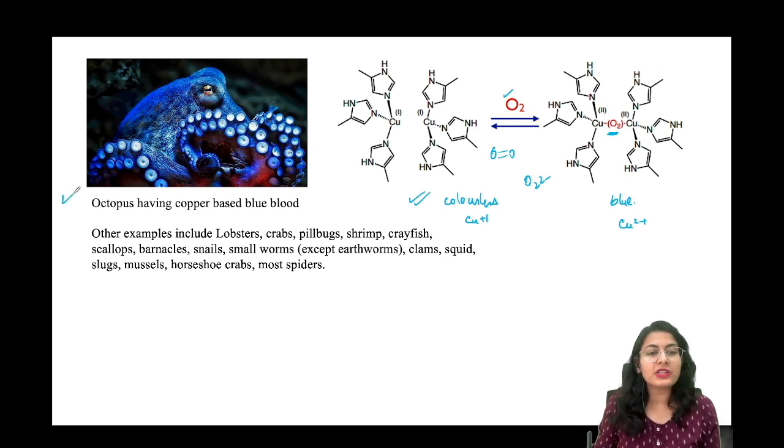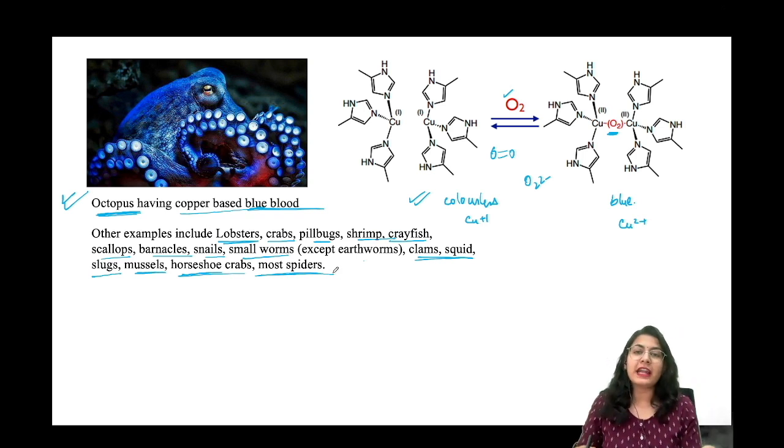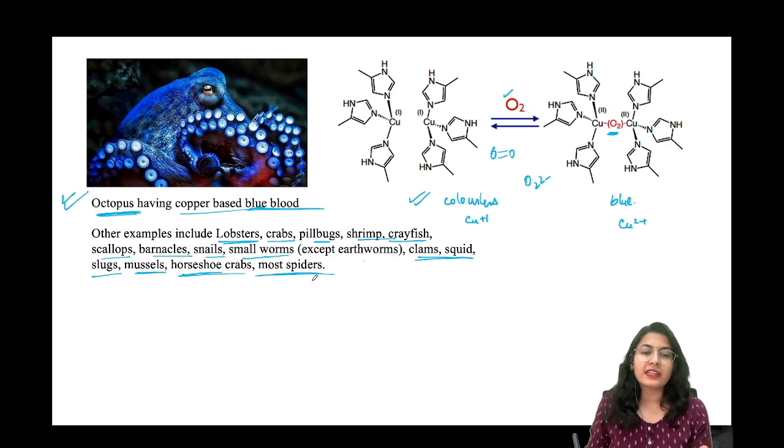Now here I am just giving you an example of octopus. Octopus, you might have seen, has copper based blue blood. Absolutely, the blood is going to be blue in color because it is having a hemocyanin. Other examples that have blue blood again are lobsters, crabs, pillbugs, shrimp, crayfish, scallops, barnacles, snails, small worms, except the earthworm, it has red. I guess it has hemerythrin. Clams, squid, slugs, mussels, horseshoe crabs, most of the spiders. All of these species, they fall under the category of arthropod and mollusk, and they have blue blood.